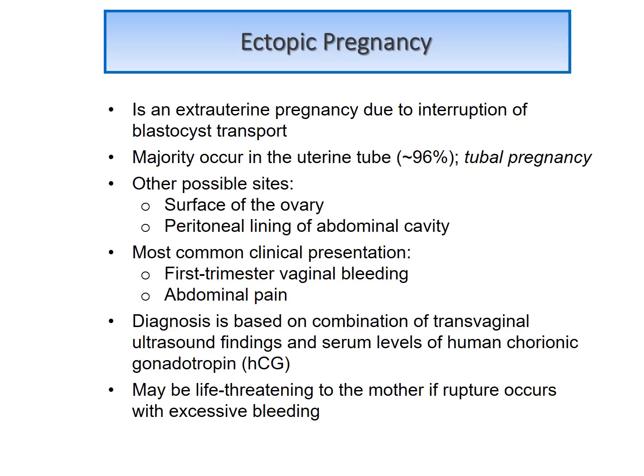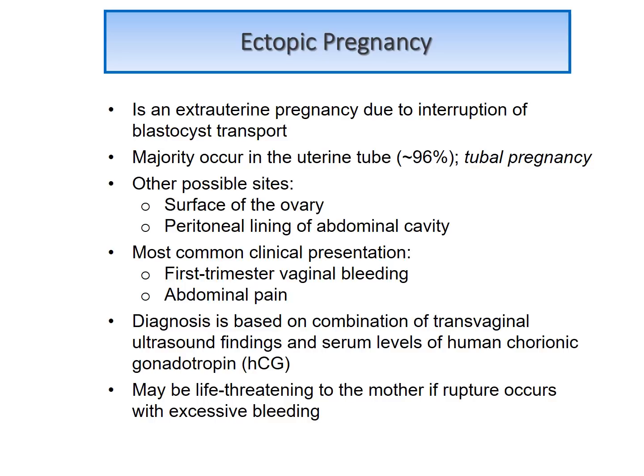It is not uncommon for the conceptus to embed into tissue other than the uterus should there be some interruption of blastocyst transport. Such extrauterine pregnancies are referred to as ectopic pregnancies. The majority of ectopic pregnancies occur in the uterine or fallopian tube and are called tubal pregnancies. Other possible sites include the surface of the ovary or peritoneal lining of the abdominal cavity. The most common clinical presentation of ectopic pregnancy is first trimester vaginal bleeding and/or abdominal pain mimicking appendicitis. Early stages of ectopic pregnancy, however, may also be asymptomatic.